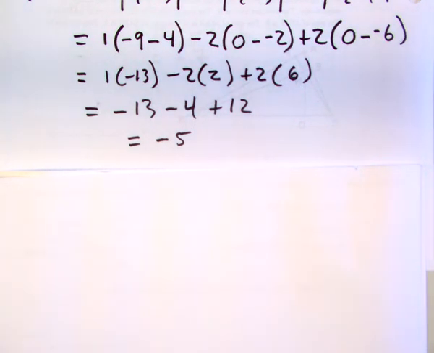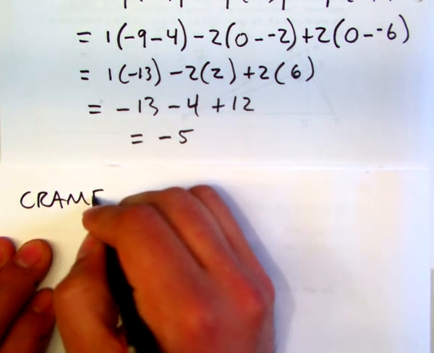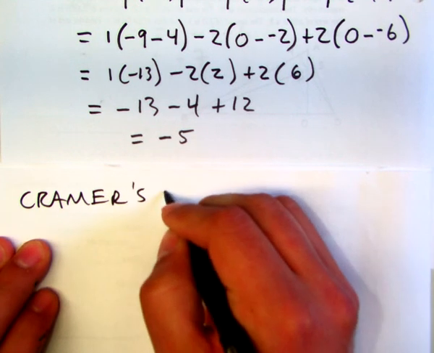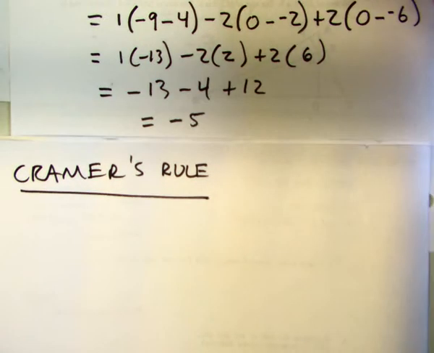All right. Now, here's Cramer's rule. Was he an actual dude? Yes. Like a mathematician? It is. And here's how it works. Okay?